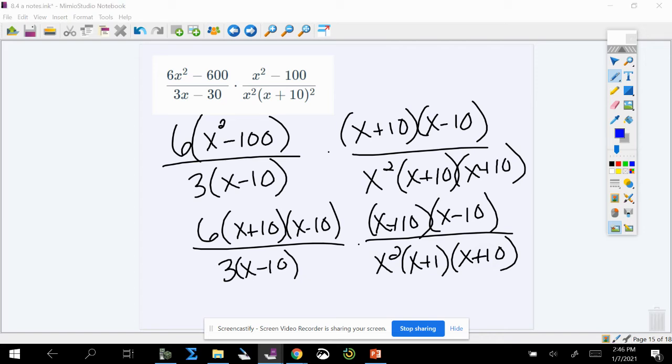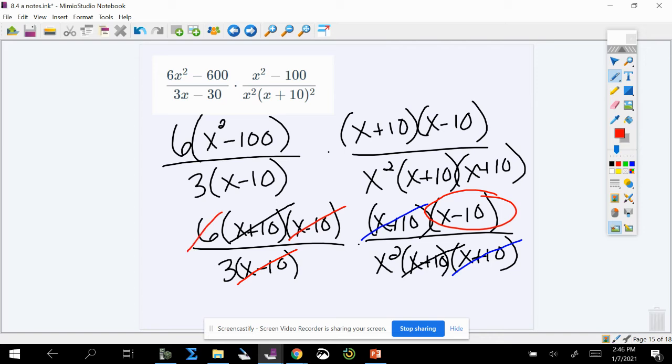So with your x plus 10s, I have an x plus 10 here and an x plus 10 here. Well, I wrote that wrong. This is also a 10. I also have another x plus 10 here and another x plus 10 here. So I actually had 2 of them on top and 2 of them on the bottom, so they're all gone. I have an x minus 10 and an x minus 10. There is another x minus 10 that has nothing to cancel with it.